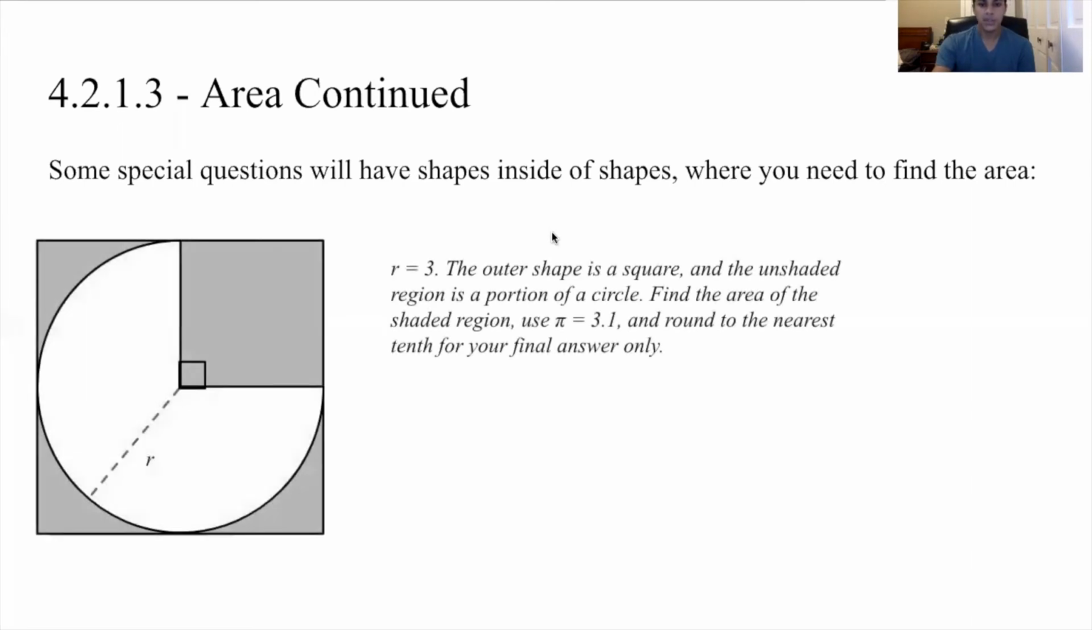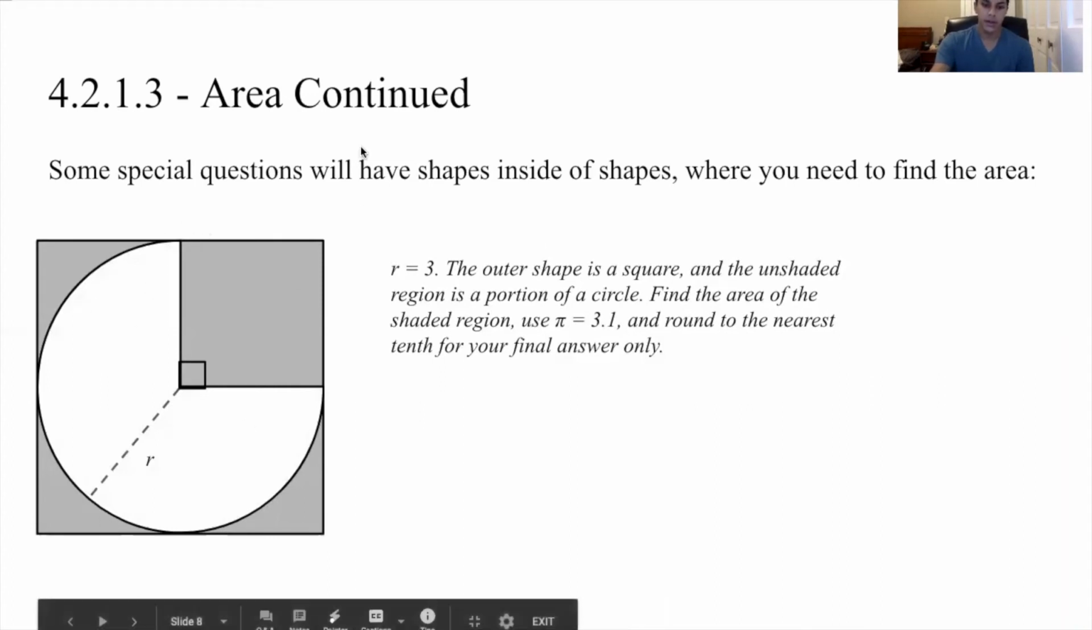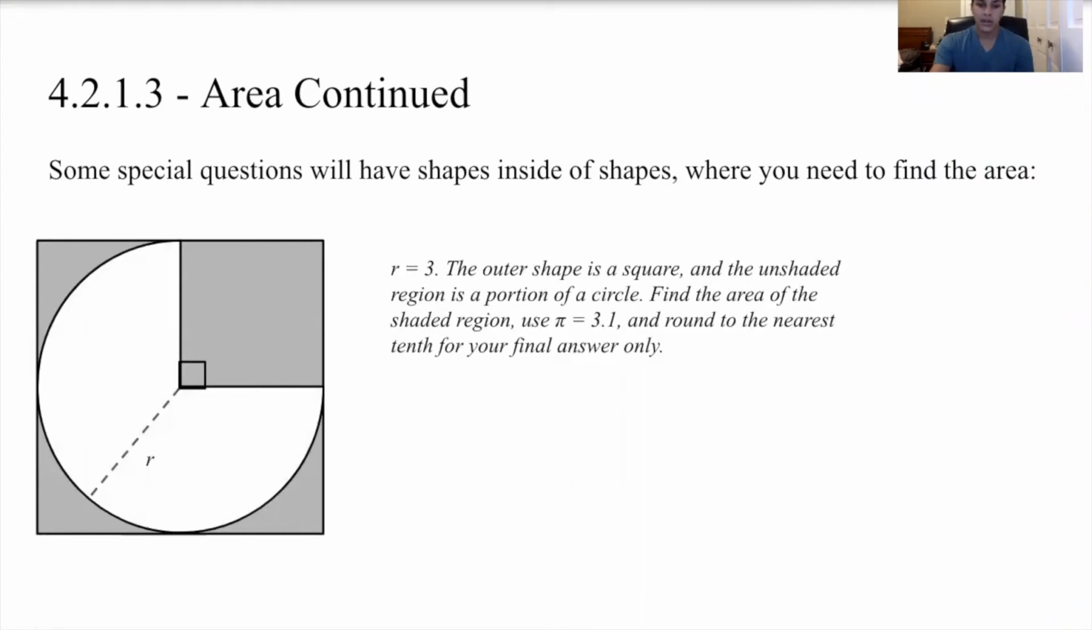So in this question below, it says r equals 3. The outer shape is a square and the unshaded region is a portion of the circle. Find the area of the shaded region, use pi equals 3.1, and round to the nearest tenth for your final answer only. So we have this nice diagram over here. And essentially the question is asking us, what is the area of the shaded region of this diagram, right? So the shaded regions, of course, are here, here, here, and here.